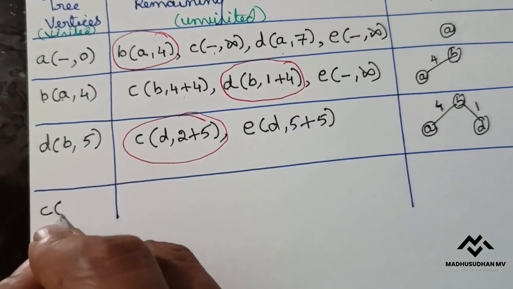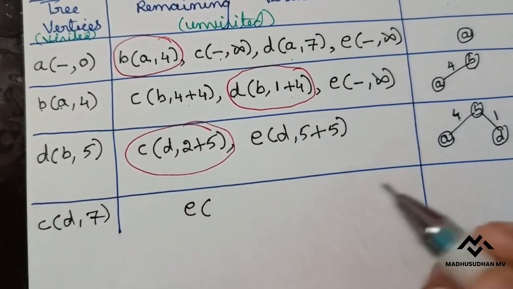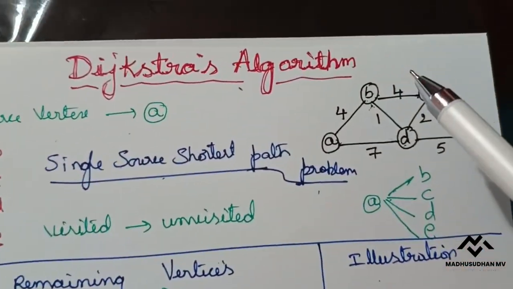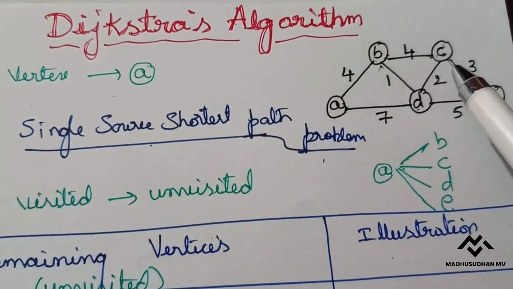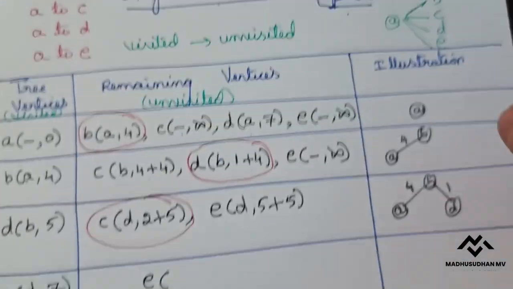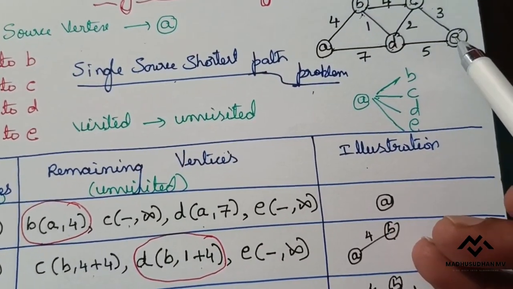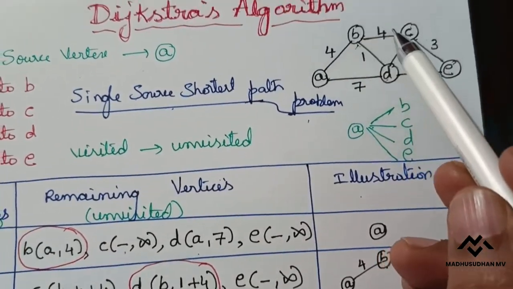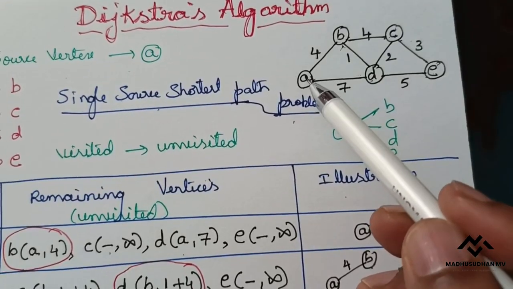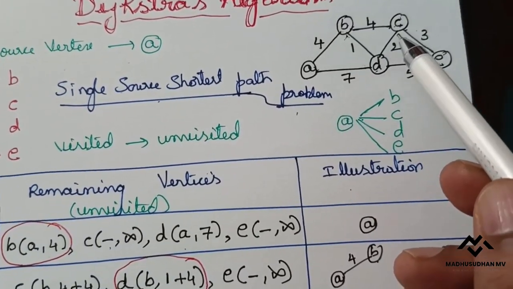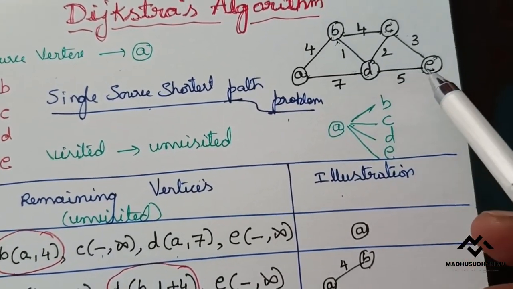So C is at a distance 7 from D. So remaining is E. See now, see the diagram. Let's see, remaining is E, right? So E, if you reach like this, A to B to C to E, it is 11. If you reach like this, 12. If you reach like this, 4 plus 1, 5, 5 plus 2, 7, 7 plus 3, 10. 4 plus 1, 5, 5 plus 5 also 10.